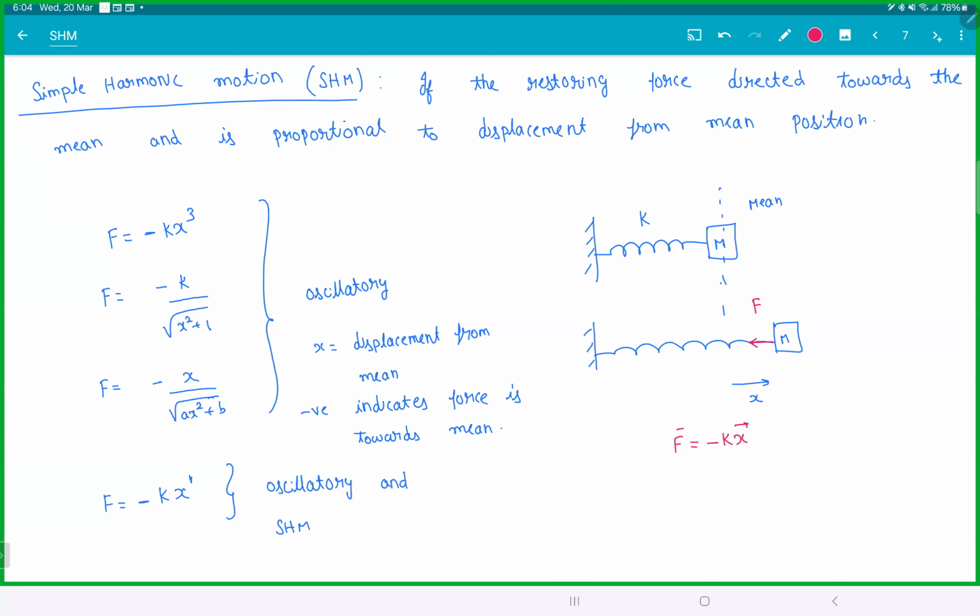Now, tell me one thing. Can we have a system where it is oscillatory but not periodic? One thing is clear. If it is an SHM, it has to be oscillatory. If it is oscillatory, will it need to be periodic?